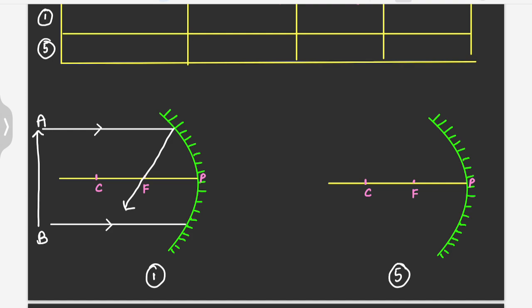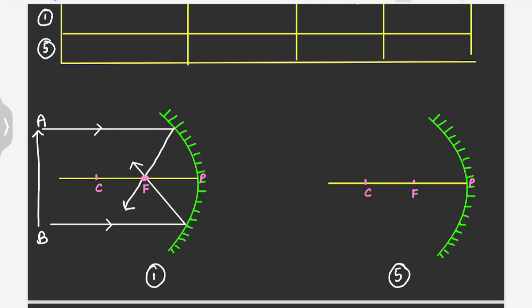So this will again get reflected at the focus like this. Now the image will always be formed at the point of intersection. Point of intersection means where these two reflected rays are meeting. So these two reflected rays are meeting at this point. This is the point where the image will be formed, so we can write here, this is the place where the image is formed.